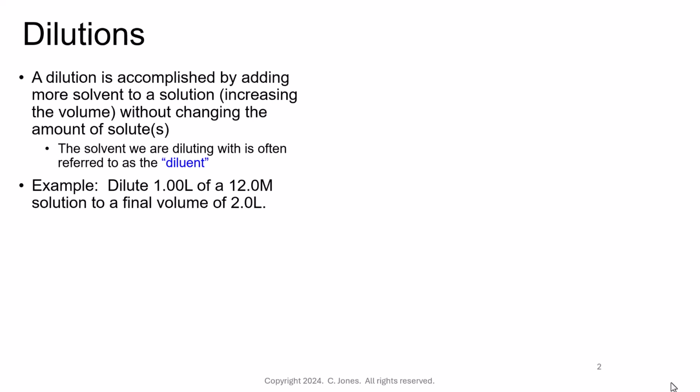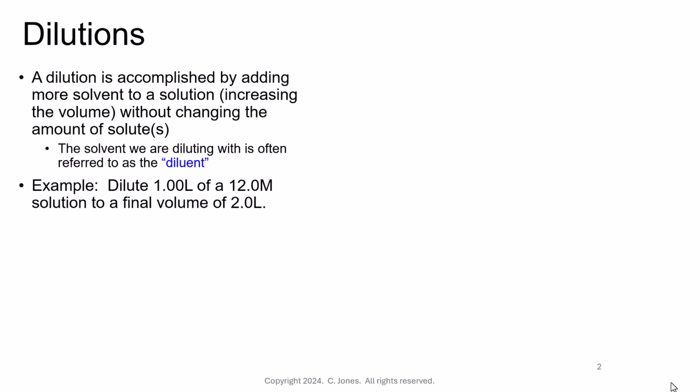We're not changing the amount of solute, we're just changing the volume that the solute is dispersed in. The solvent that we are diluting with is often referred to as the diluent. In our case it will be ultra-pure water, because we're concerned mostly with aqueous solutions. This is what we're going to use to dilute with.